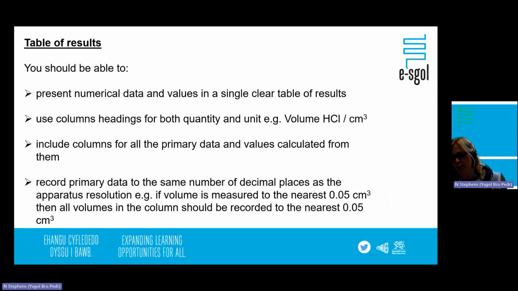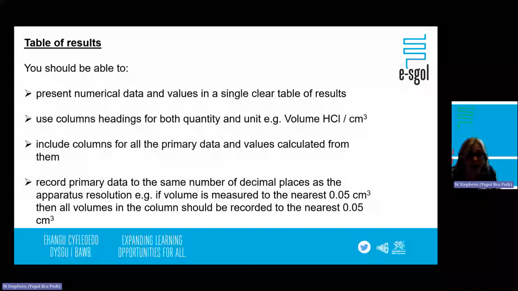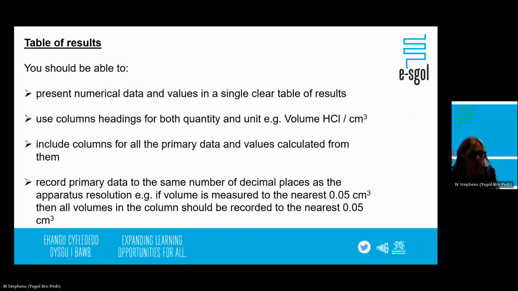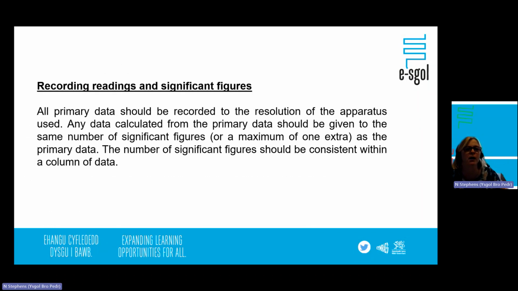So if you're using a burette, for example, in a titration, if the volume of the burette is measured to the nearest 0.05 centimetres cubed, then all your volumes in that column should also be recorded to the nearest 0.05 centimetres cubed, including your average or your mean value. Make sure that it is consistent throughout that table.